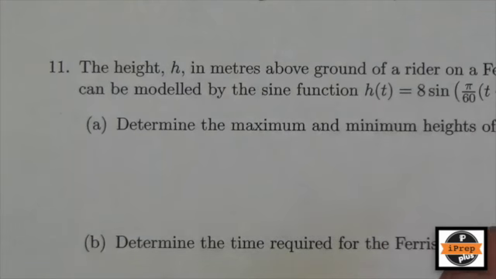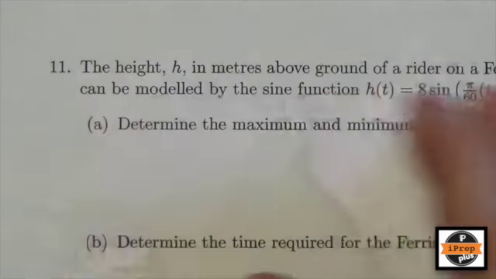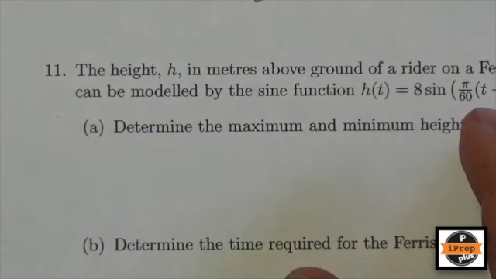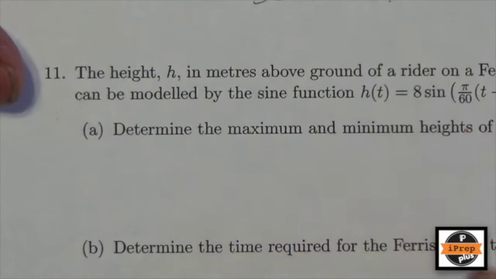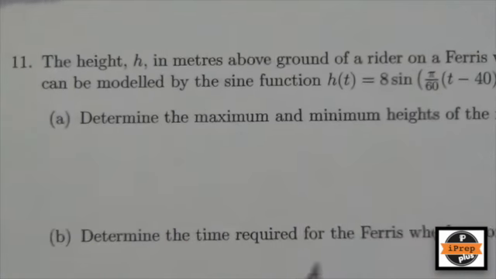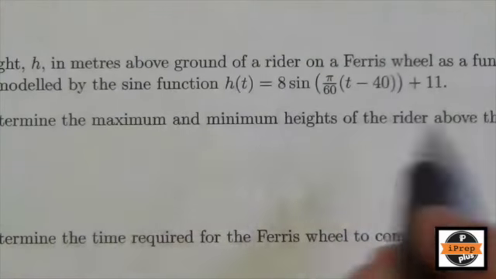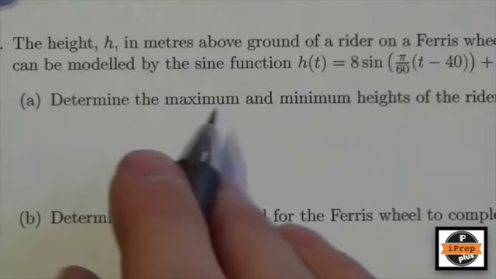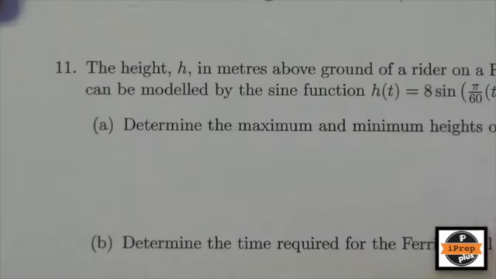Okay, we're going to look at one more question here that's really going to be a bit repetitious, but I am going to do something a little different with the end here just to illustrate what you can do. So first of all, we're back on a Ferris wheel. Here's the equation that models our motion here. So the question is determine the maximum and minimum heights of the rider.